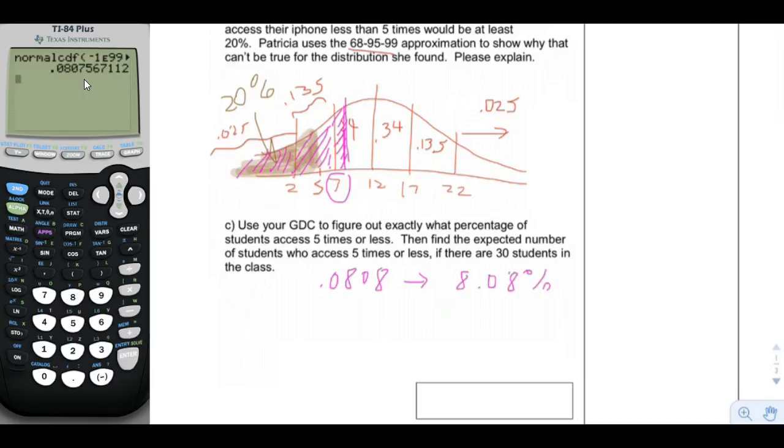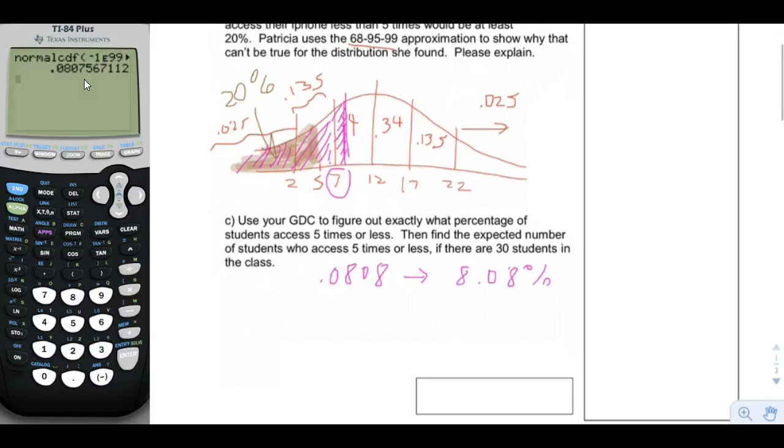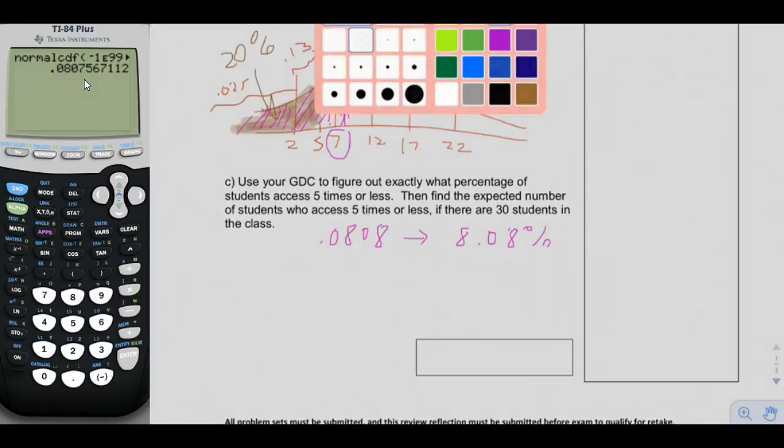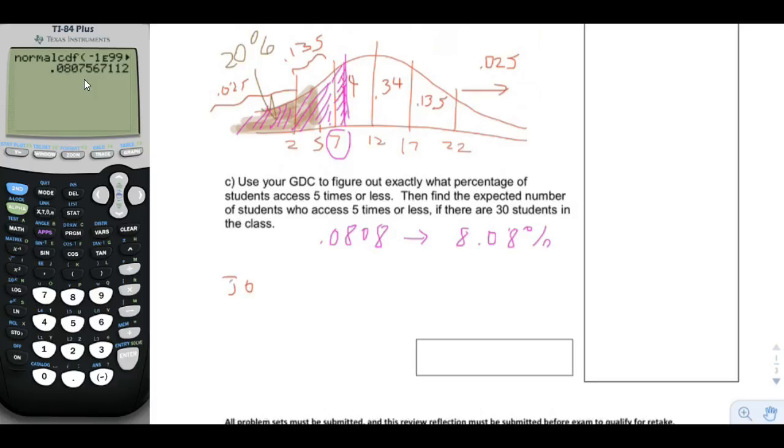Okay. Then find the expected number of students who access 5 times or less if there are 30 students in the class. So we know that it's 8% of the students, and they tell us the total number of students, 30. So we can take 30 and we multiply that by 8% or by the decimal 0.0808, and then we'll get 30 times 0.0808, and we get 2.424. And that is the number of students who access 5 times or less.